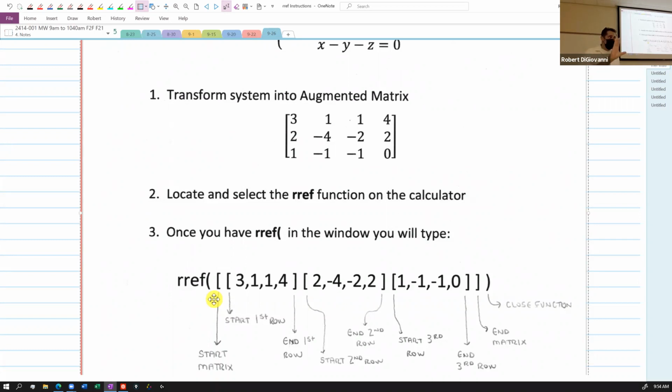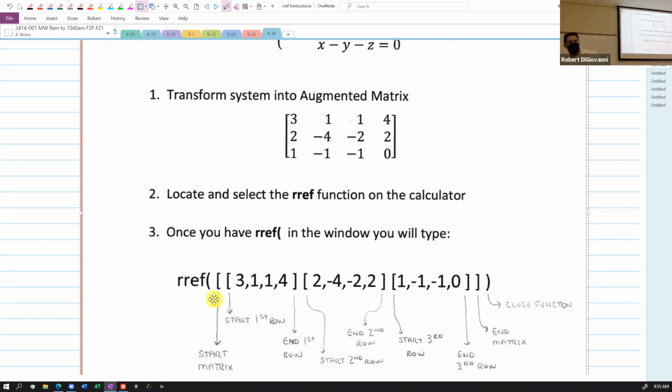No comma, new bracket. Okay, notice there's not a comma here, right? New bracket, type in the second row, close off the bracket. Bracket again, last row, close bracket. Double bracket on the end. And then close parenthesis to close the function off and then hit enter.